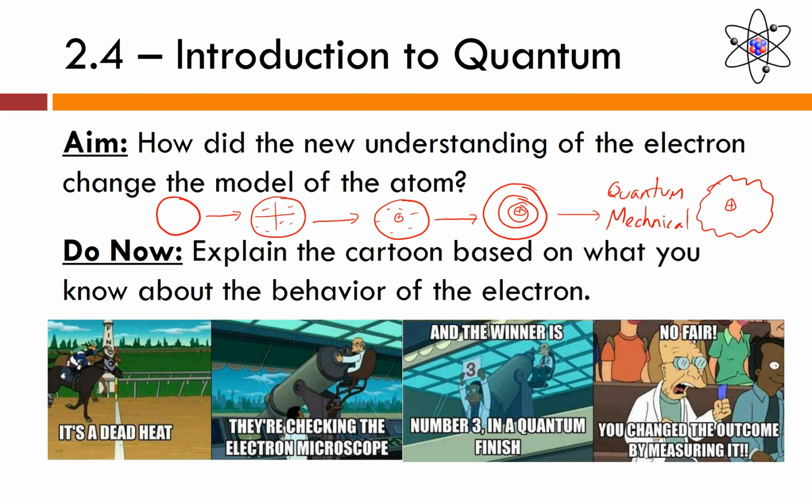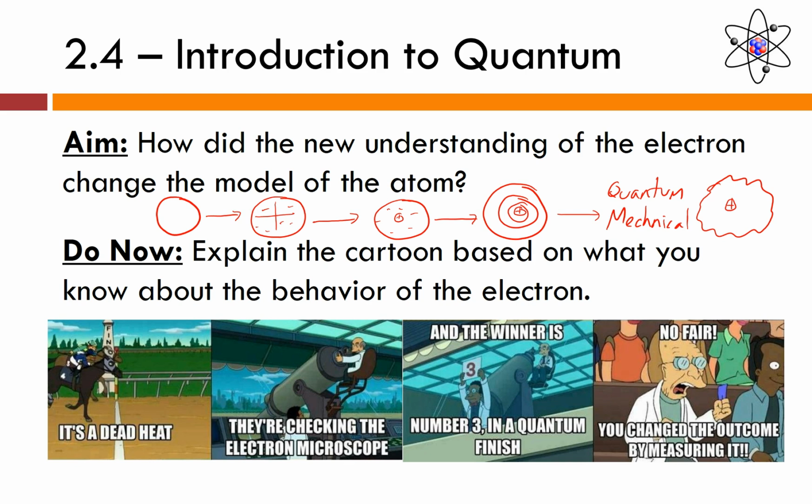Let's take a look at the do now. Explain the cartoon based on what you know about the behavior of the electron. Take a second, pause the video, see if you can figure it out. Basically what we have here is a horse race that looks like it's ended in a tie. So they check the electron microscope to see who actually has won. And then the scientist is upset. He says, no fair, you changed the outcome by measuring it.